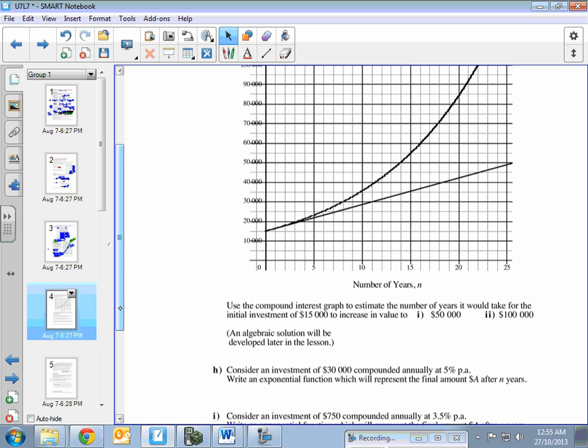So if you're looking at your graph to figure out $50,000, you're going to find $50,000. You're going to go right until you find your compound interest graph. And you're going to go down to see how many years that would take. Okay, so it's between 10 and 15, so it'd be 11, 12, 13, it'd be about 14 years. So this is really easy. All you have to do is just look at your graph and figure out the points.